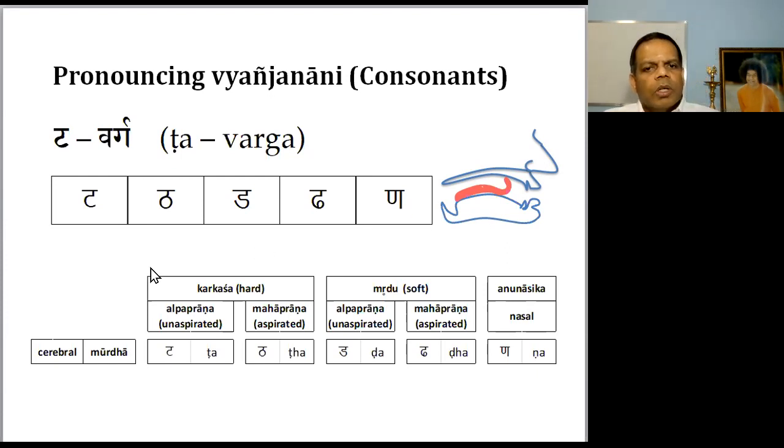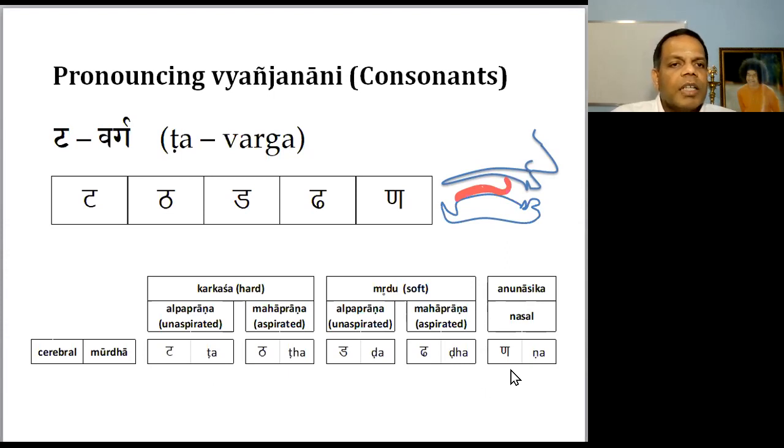Again, the same thing: ta, unaspirated ta, and aspirated ta, then unaspirated da. You keep the same position where you produce ta, but you make it a bit rounder, softer and more resonant. Nadam, you add a bit more nada, so it becomes da. Ta, ta, da, da.